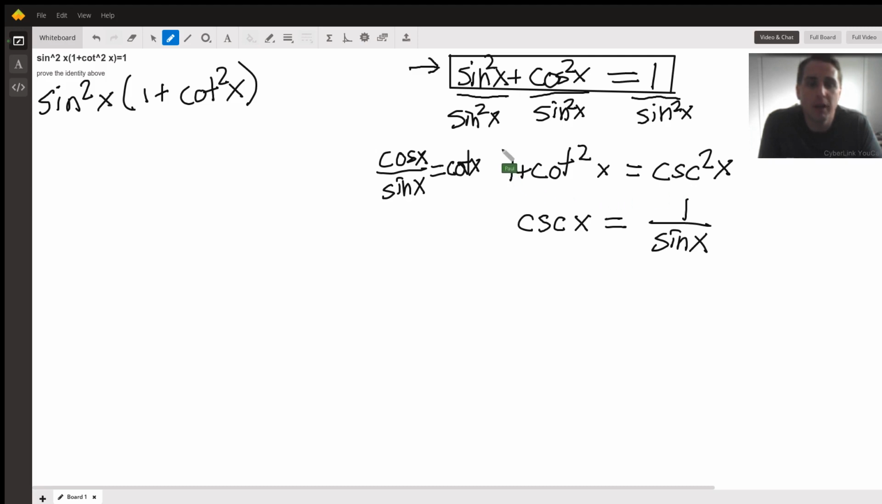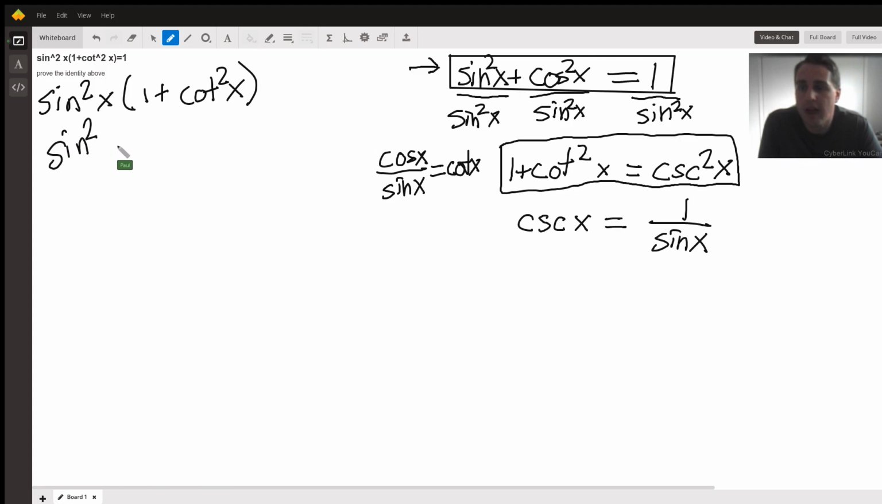Now, 1 plus cotangent squared x is equal to cosecant squared x is an identity that some people just know or memorize or have written down in tables. So it's good to know this identity. So let's put that identity in for 1 plus cotangent squared x. So we have sine squared x times cosecant squared x.